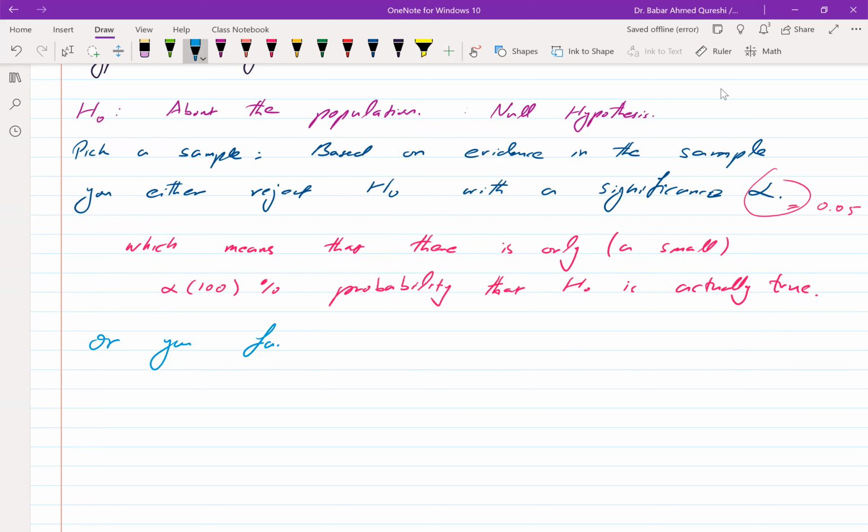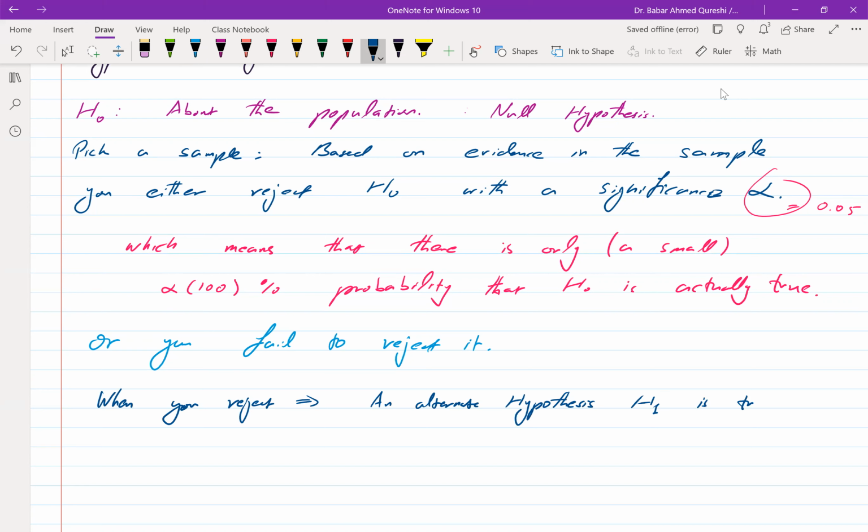Or you fail to reject it. If you fail to reject it, usually you do not have any particular number associated with it. You just fail to reject it. And when you reject, this implies an alternate hypothesis, H1, is true. H1 is complementary to H0. So if H0 is wrong, then H1 is true. And since the chance of H0 being wrongly rejected is only small, then if you accept this hypothesis, there's only a small chance that this hypothesis is wrong.